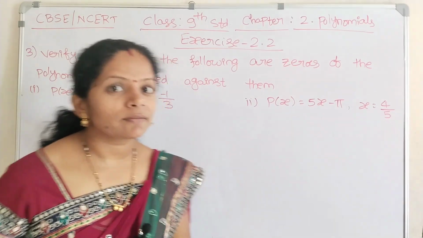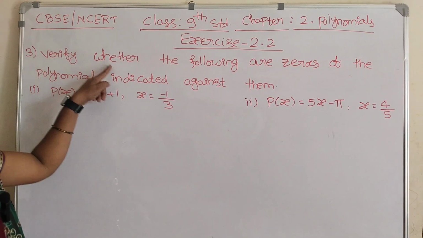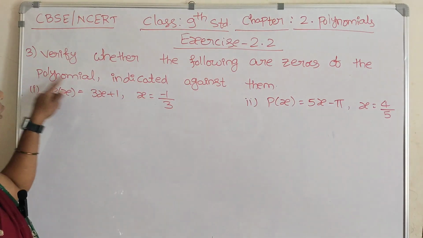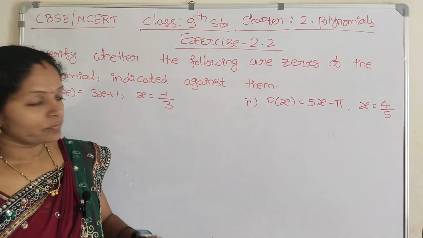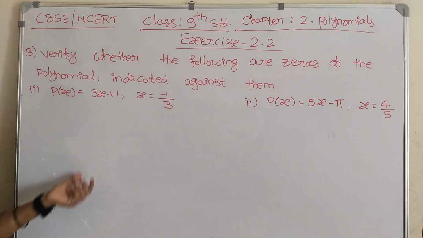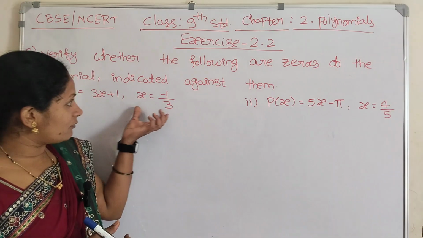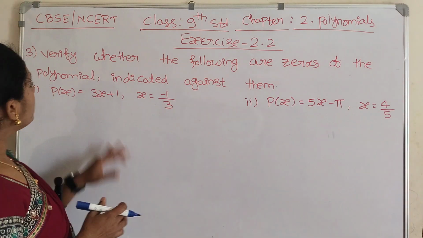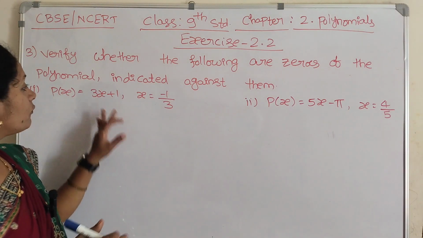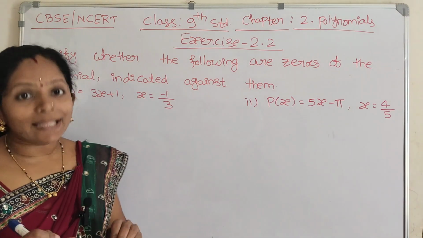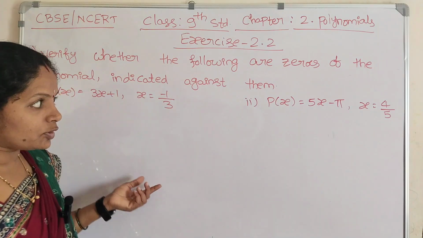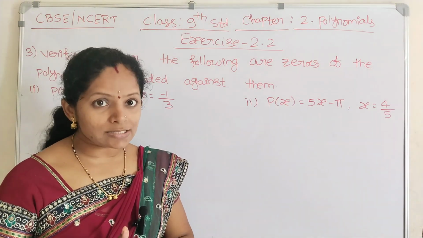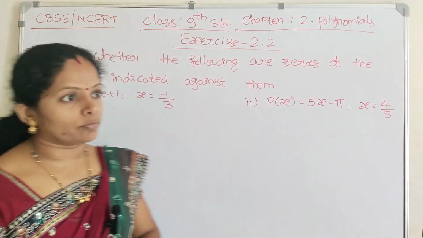Question number 3 is: verify whether the following are zeros of the polynomial indicated against them. Here the polynomial is given and against it a value is given to you. Whether by putting this value we can get the 0 or not. If we get the 0, we can declare that it is the 0 of this polynomial. If we don't get the 0, then we should write that it is not the 0 of that polynomial.